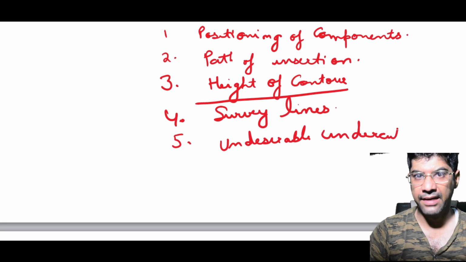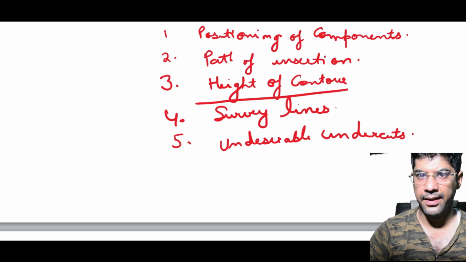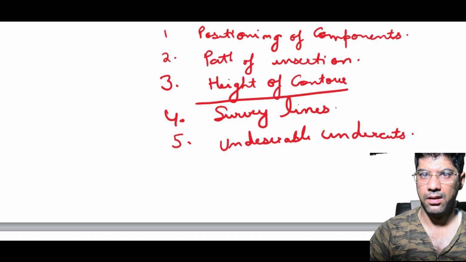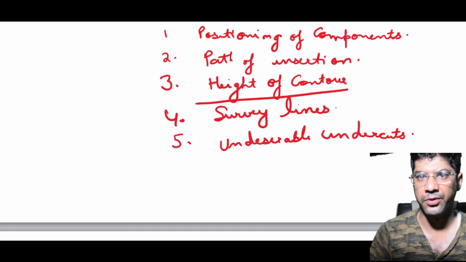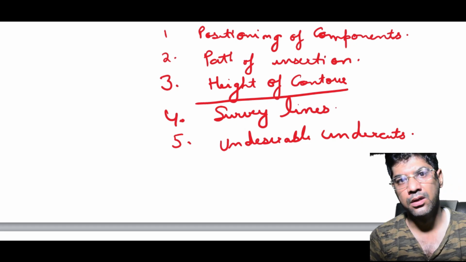The fifth objective is to mark the undesirable undercuts into which the prosthesis should not extend. That prevents the denture from getting caught or creating areas that could hinder its placement or removal.